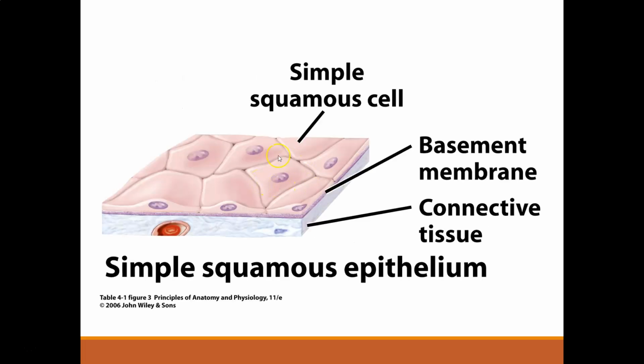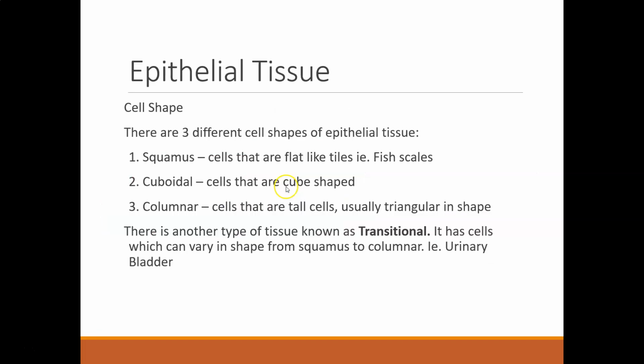fish scales. So we can see here a simple squamous epithelium, and we can say simple, therefore it's one layer thick of cells. Squamous because the shape of those cells are scale shaped or tile shaped. Simple, one layer, and our basement membrane we can see here in purple, and squamous because of the shape of the cell. The second type of epithelial tissue we have is called cuboidal.